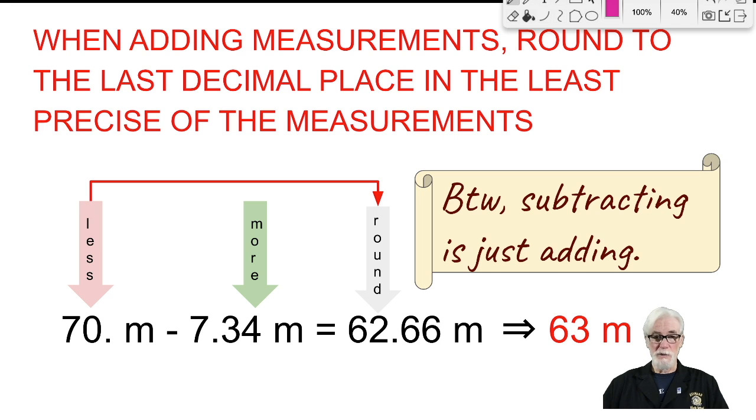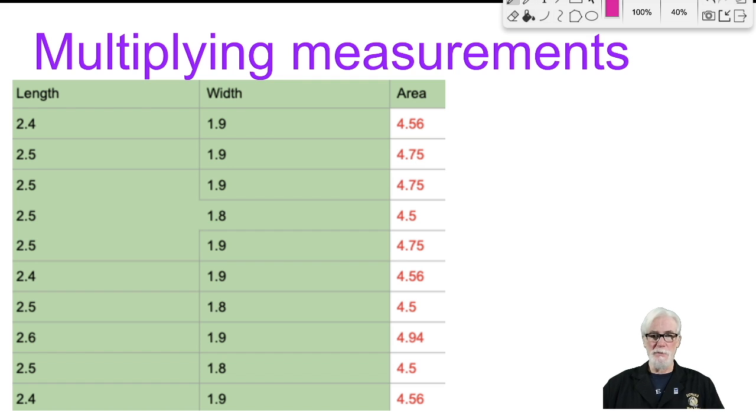By the way, subtracting, which is what we did here, is just adding a negative number. So adding and subtracting have the same rule because they're the same arithmetic operation. Now let's take a look at multiplying measurements. This is a little bit harder.